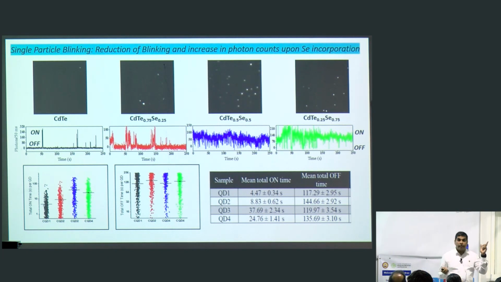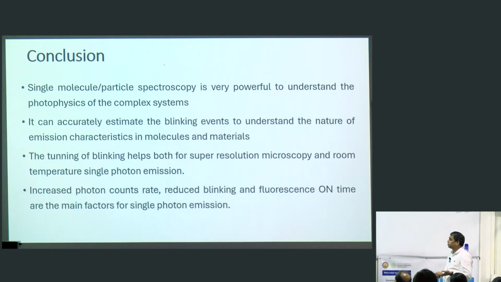Earlier, whenever we talked about super resolution, we increased the blinking because blinking helps to position each and every individual probe. Here what we are doing is reducing the blinking, because blinking is not good for single photon emission, as it reduces the brightness by creating the offset. So beautifully, by incorporating selenium, the on time increases from 4 to 24, an order of magnitude. So basically brightness increases. That is what we have in terms of single photon emission.